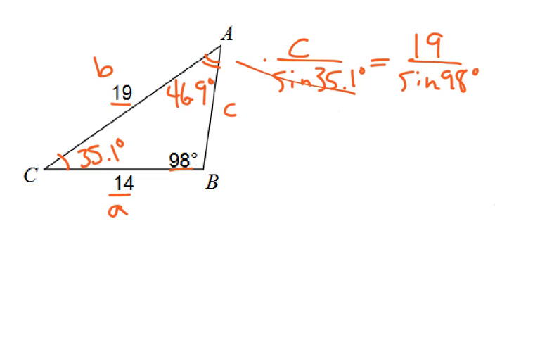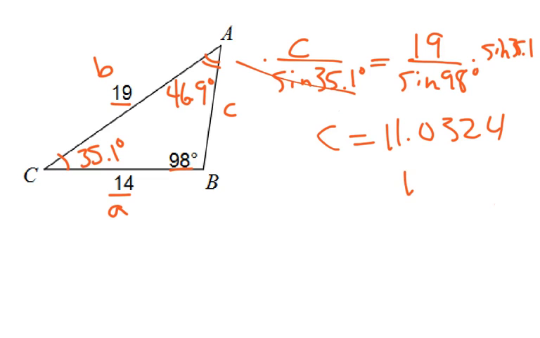So we times by the sine of 35.1 degrees, and that's what we type in. So 19 divided by the sine of 98 degrees times the sine of 35.1 degrees, which gives us 11. So C equals 11.0324, so basically 11. And there we go. Okay, that's another way you're going to have to use it.